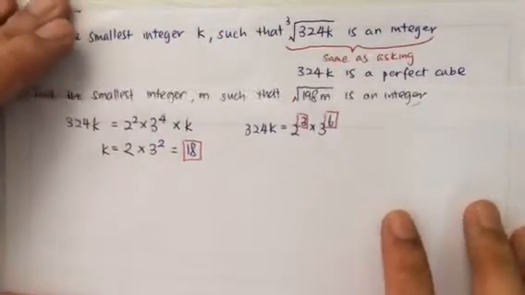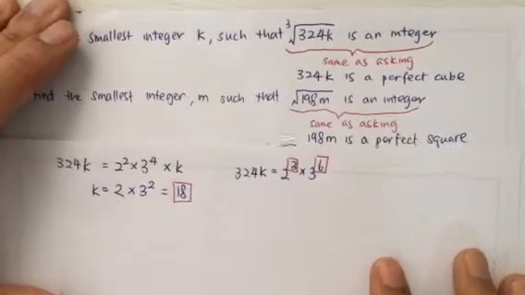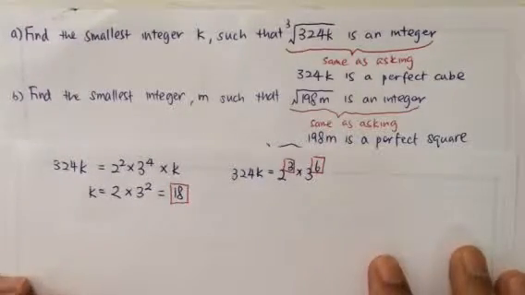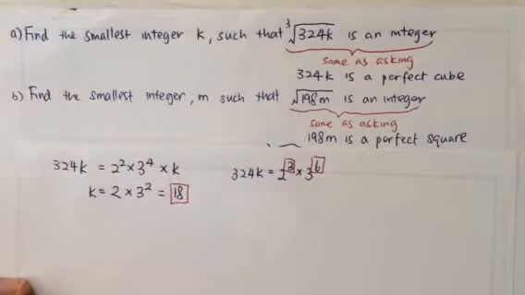Okay, let's look at the next question. The next question is about how to make the square root of 198m an integer. This is the same as asking for 198m to be a perfect square. If you remember just now, we said that a perfect square means that all powers of its prime factors must be a multiple of 2.